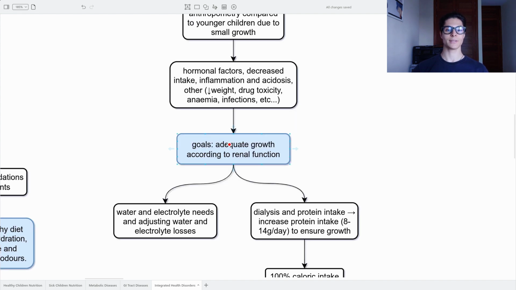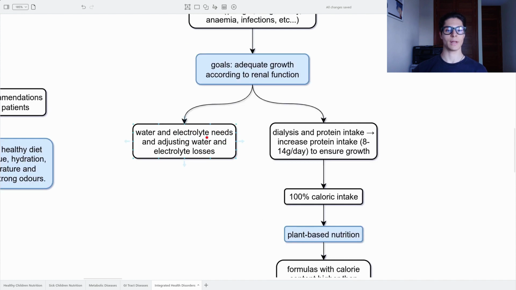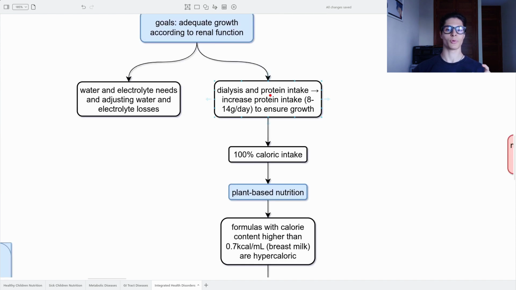The goal here is an adequate growth according to the renal function. It's very important. They have a problem in the kidneys. Water and electrolyte needs and adjusting water and electrolyte losses. So we have to do adjustments to get the right amounts. Dialysis and protein intake. We have to increase the protein intake, which is very counterintuitive, up to 8 to 14 grams per day to ensure the growth of the individual. These children have two options, either preserve the kidneys or ensure the growth. And it's way better to ensure the growth as you can then transplant another kidney in the future.